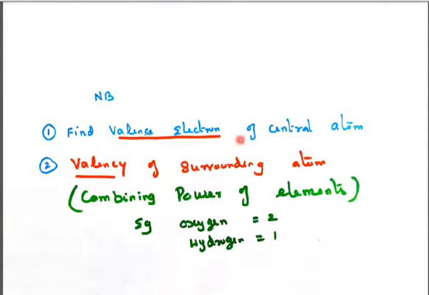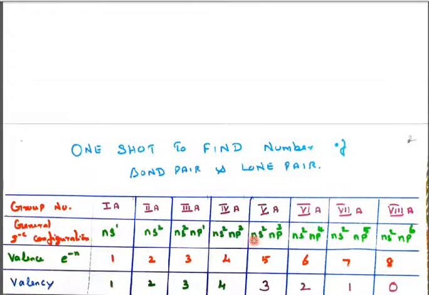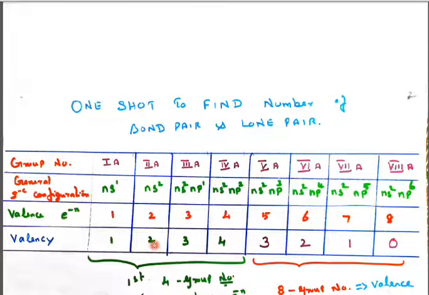Remember the flow chart and find the valence electron of the central metal atom. Then the valency of the surrounding atoms, the combining power of the element: for oxygen 2, for hydrogen 1. So now, in one shot, how to find the bond pair and lone pair? This is a trick to find it out. Already I have discussed: first group valence electron is 1, second group 2, third group 3, fourth group 4, fifth group 5 electrons, sixth group 6, seventh group 7, eighth group 8 electrons.